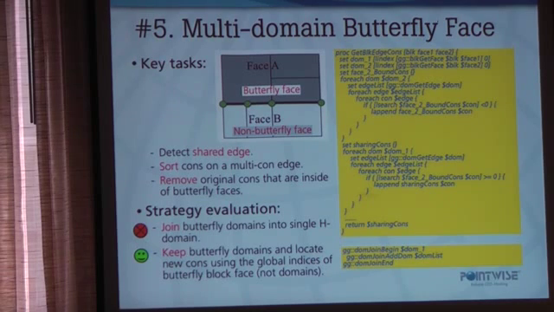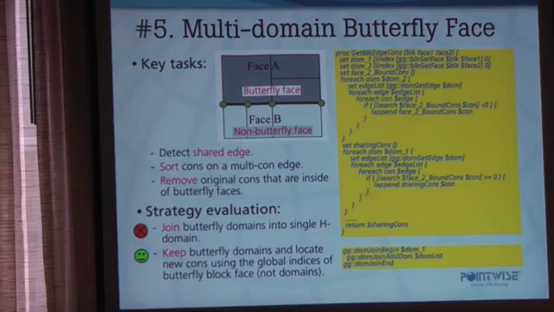The first one is you have to detect the shared edge between faces A and B. Then you have to sort the connectors on the multiple connector edge. This is a requirement of the glyph command we're going to use in the code. In this case, you have one edge that consists of 3 connectors. If you're going to assemble these 3 connectors into one edge, they have to be connected one to another in a certain order. The third task is to remove the original connectors that are inside of the butterfly faces.